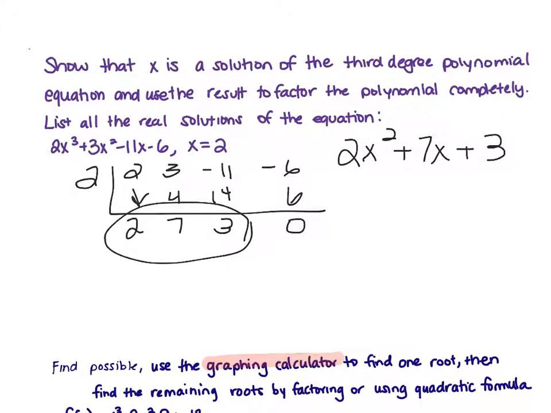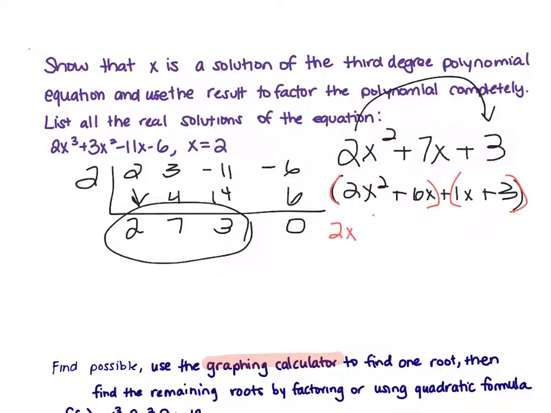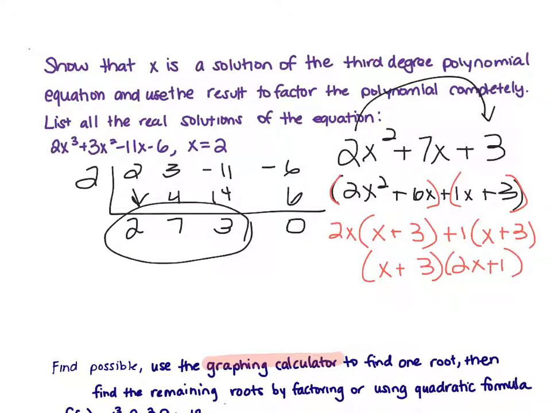So if I use that trick, the first and last, right, multiply 2 times 3, that's 6. Factors of 6 that sum to 7 would be 6 and 1. This would be 2x squared plus 6x plus 1x plus 3. And then I can factor that by grouping. So you can either do trial and error or this method: x plus 3, and this would be a plus 1 on the outside, x plus 3. And then I get x plus 3 and 2x plus 1. Solve those and you get negative 3 and negative 1/2.